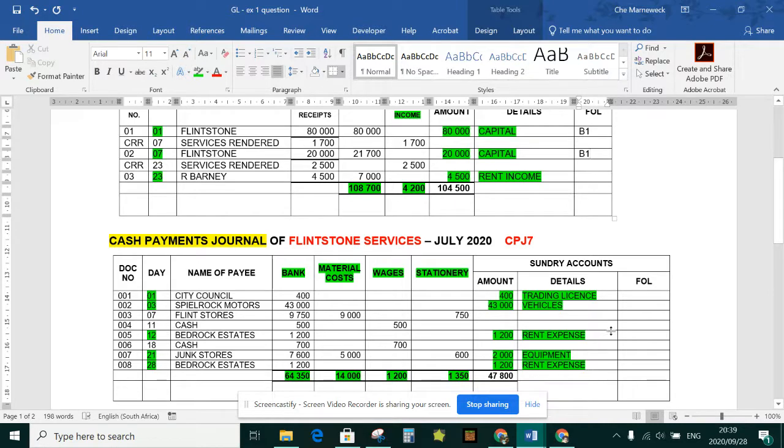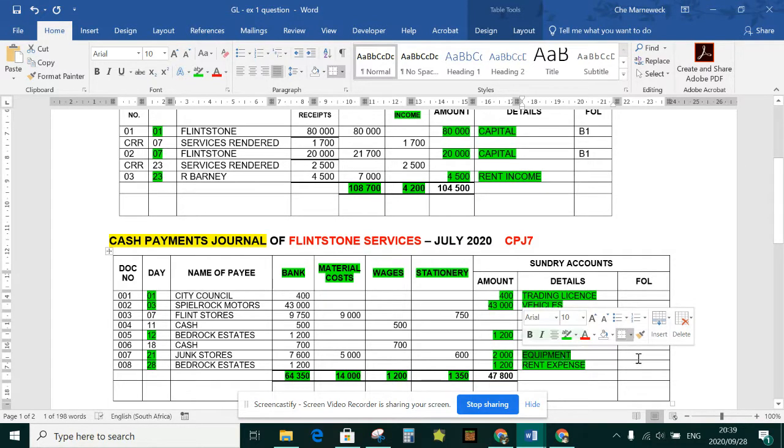We then look to see, do we have any fixed assets? Do we have land and buildings? No. Do we have equipment? Yes. Over here, we have equipment. It's under sundry. So I can fill in B2. Do we have vehicles? Yes, we do. That would be B3. We then have to look at current assets. Do we have trading stock? No, not in this exercise.